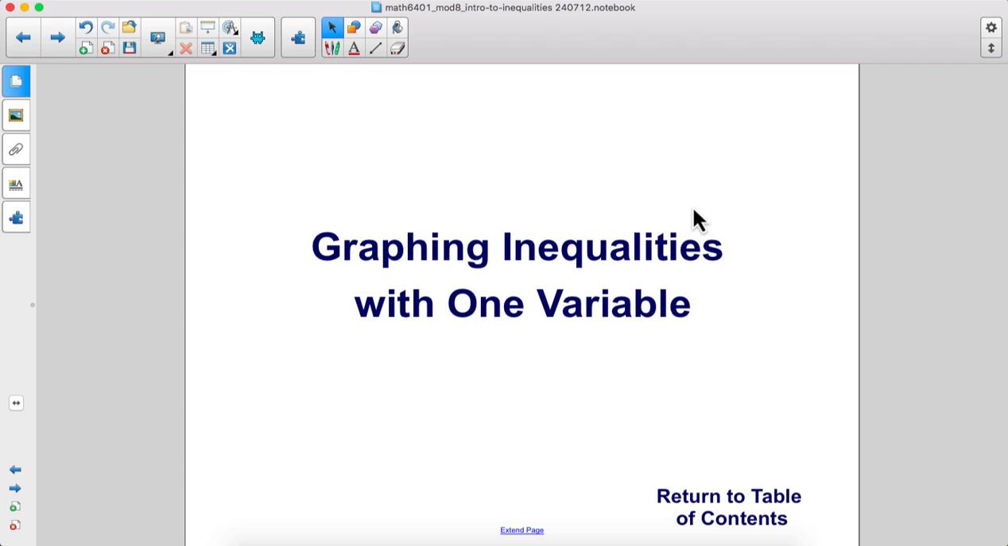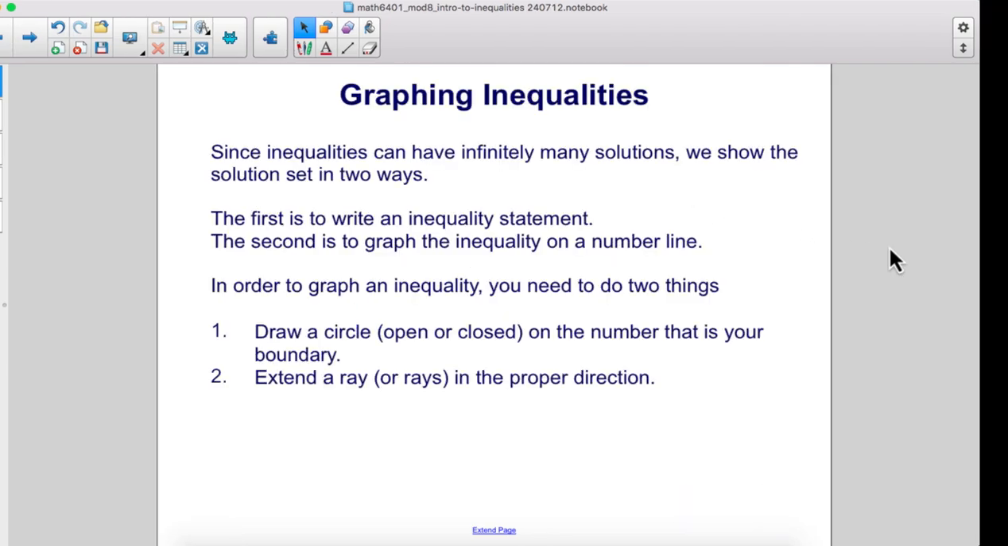Graphing inequalities with one variable. Since inequalities can have infinitely many solutions, we show the solution set in two ways. The first is to write an inequality statement. The second is to graph the inequality on a number line. In order to graph an inequality, you need to do two things.